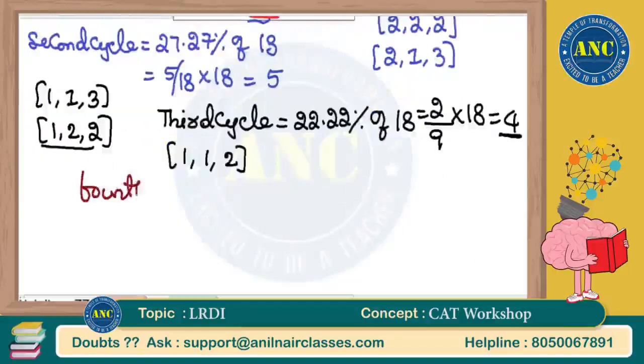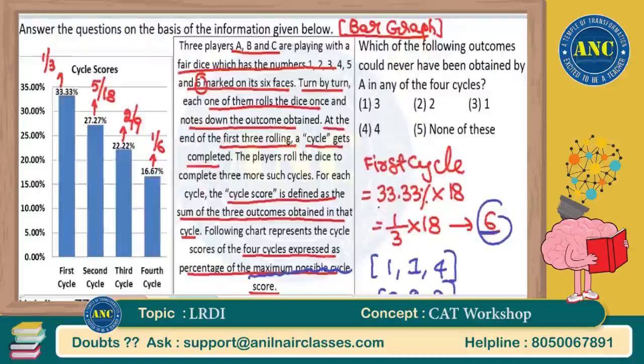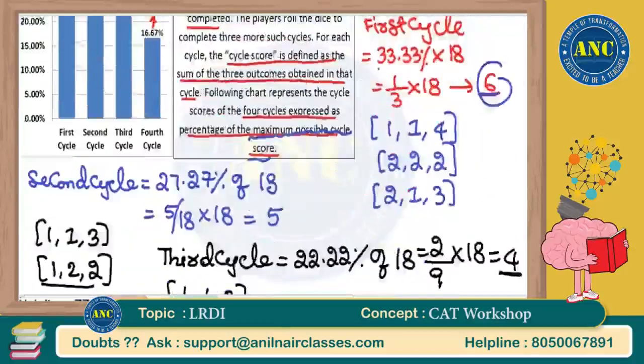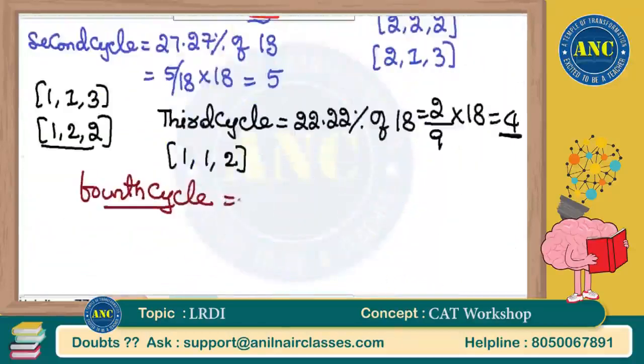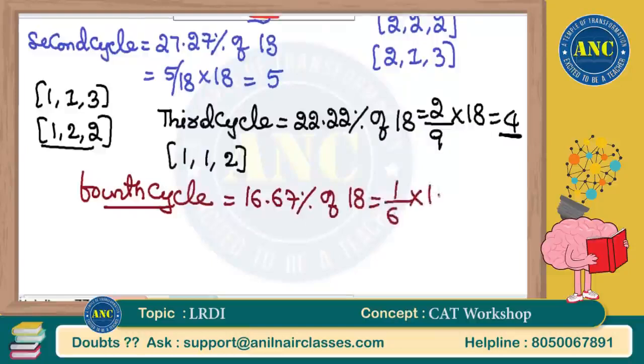Once you understand, all these questions are very easy. Fourth cycle. What is the fourth cycle percentage? 16.67. 16.67 percentage of 18. 16.67 is 1 by 6 into 18. 1 by 6 into 18 is 3. 3 is nothing but 1, 1, 1. I hope it is clear, right, sir?